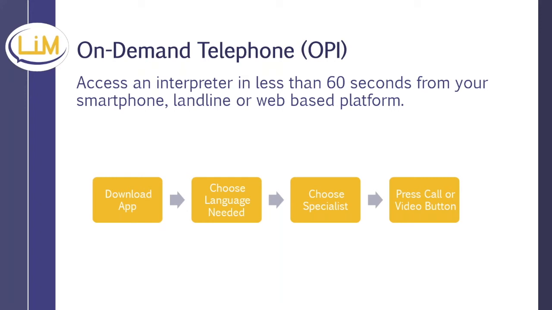Extremely easy. If you're going to use your smartphone, you would download the app. You would simply choose the language, choose the specialist, and what this means, we'll go over it later, but just quickly for you guys, it would be legal, certified, or non-certified, and then you would just press the call button, and that's it. It takes about 20 seconds, really. We'll go over later how to do the landline.